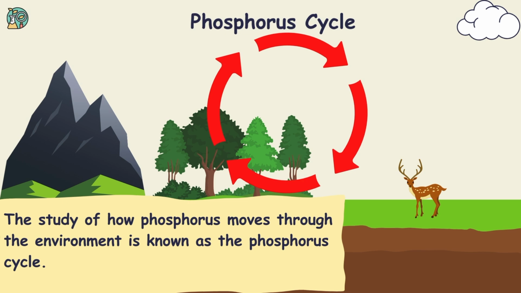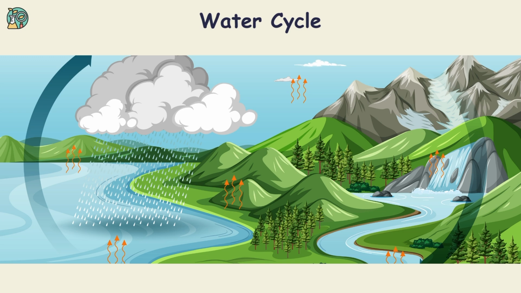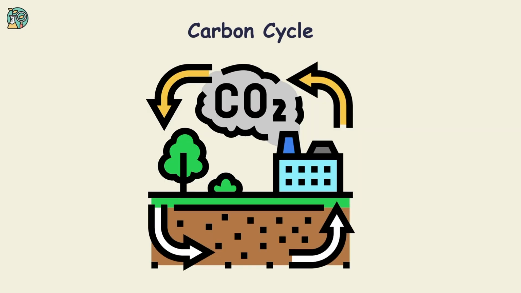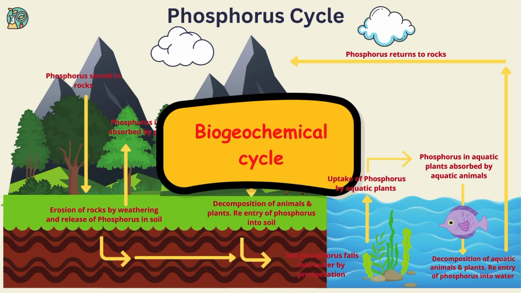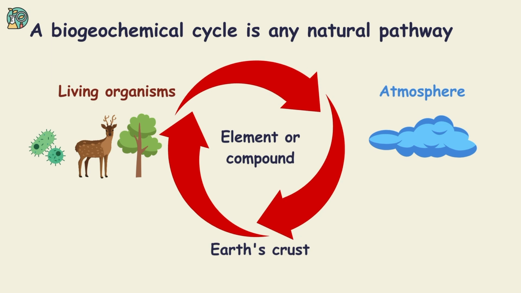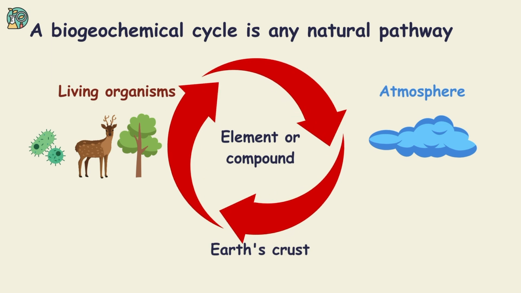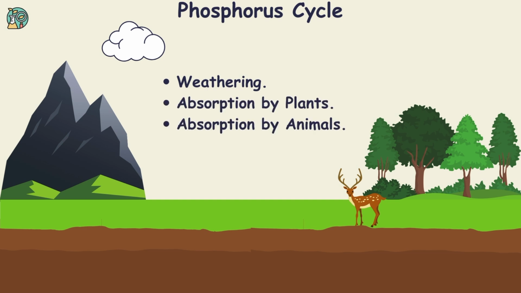The study of how phosphorus moves through the environment is known as the phosphorus cycle. Like the water cycle, carbon cycle and nitrogen cycle, the phosphorus cycle is also a biogeochemical cycle. A biogeochemical cycle is any natural cycle or pathway where the elements or compounds rotate between living organisms, atmosphere and the earth crust. There are 4 stages in the phosphorus cycle: weathering, absorption by plant, absorption by animal and decomposition.